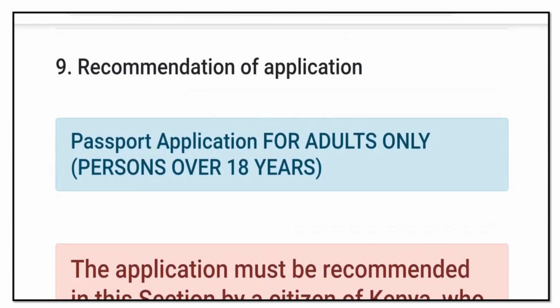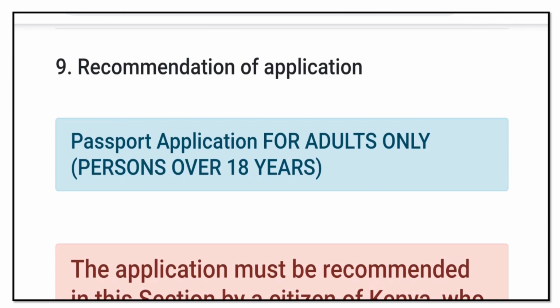Okay, number 9 says recommendation of application. So I want to explain to you who a recommender is. A recommender is simply a person who knows you personally. Okay, please don't fill in the details of your relatives. Have a recommender who's like a friend to you. It could be your friend, it could be your neighbor.